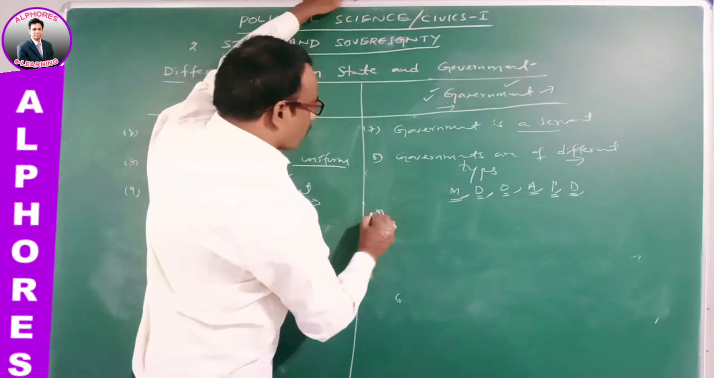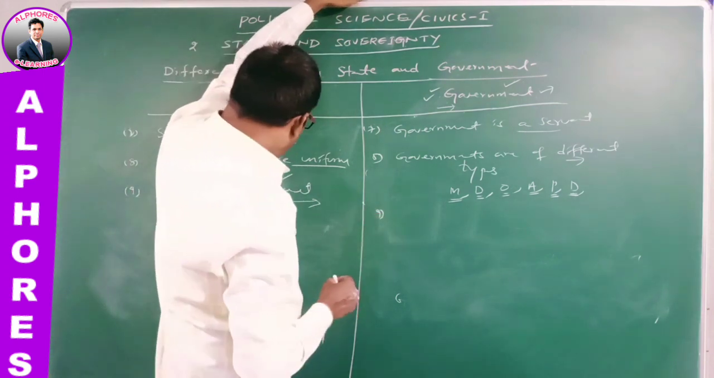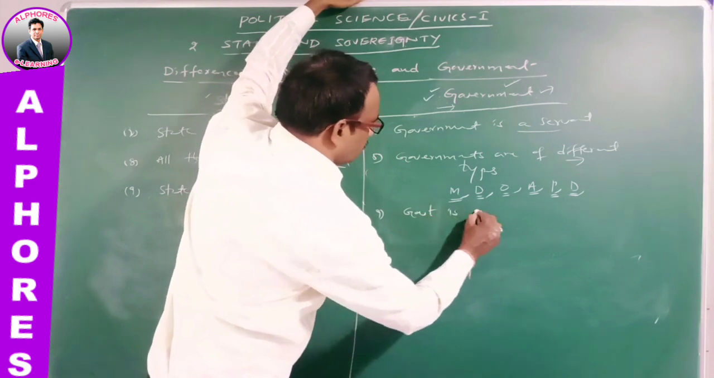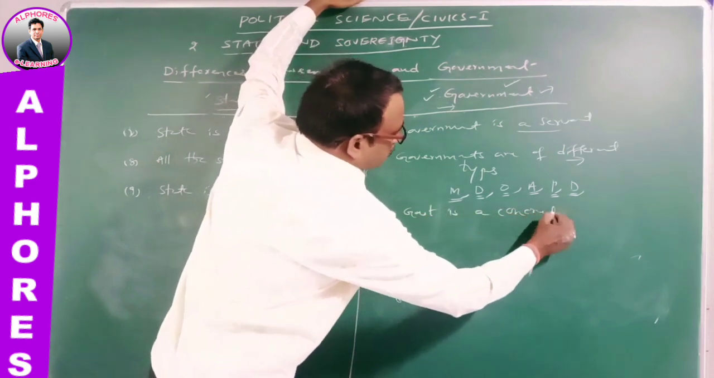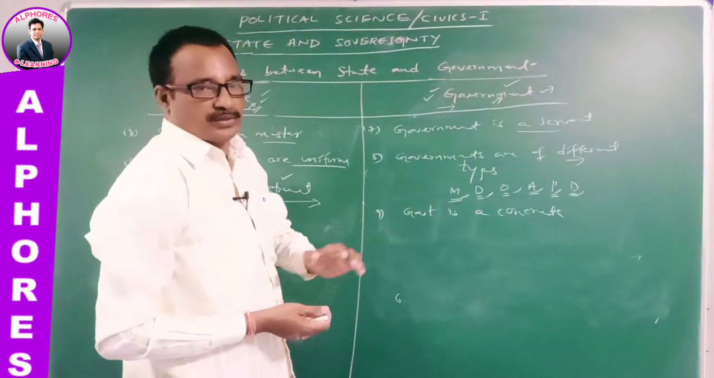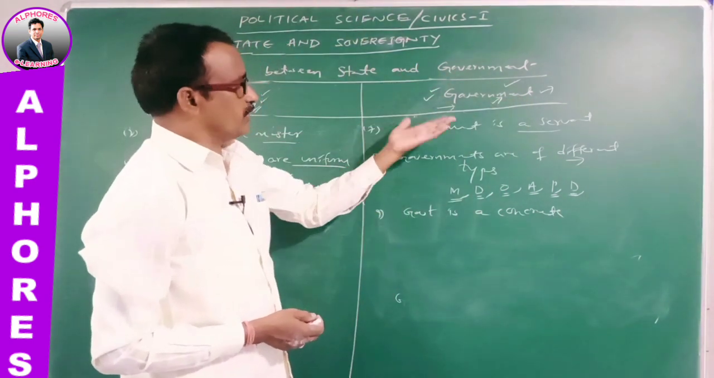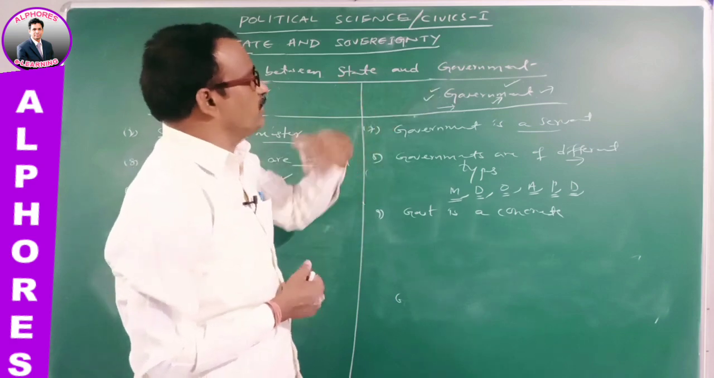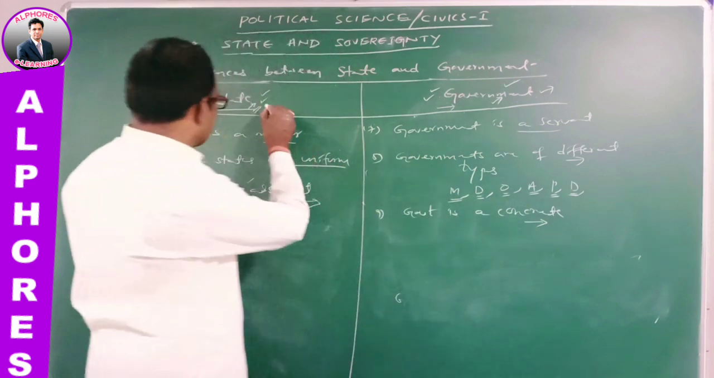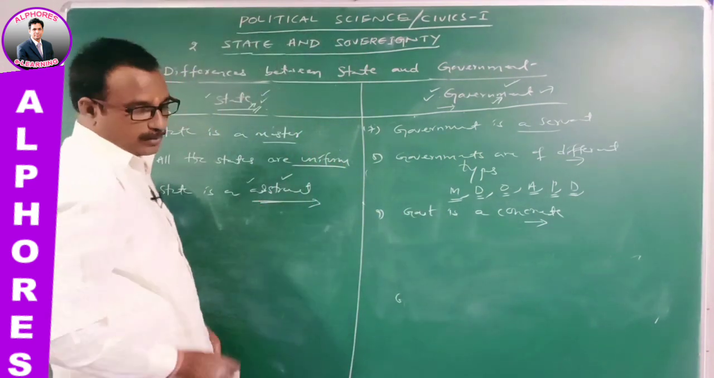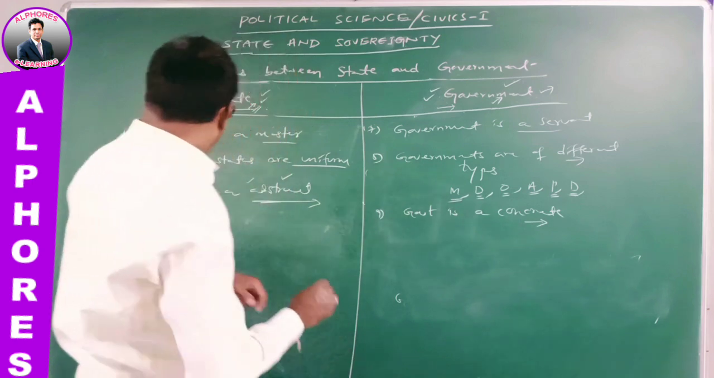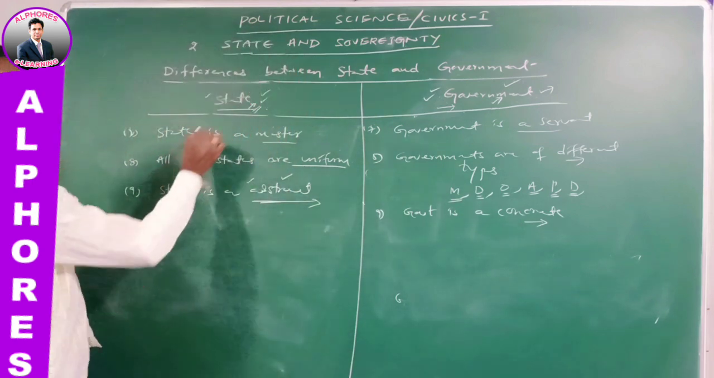Whereas government is concrete. So government is concrete because it has a physical shape. In government, prime minister, CM, and ministers are there. Yes, we can see the government. And so government is a concrete thing, whereas state is what type of thing? Abstract thing.